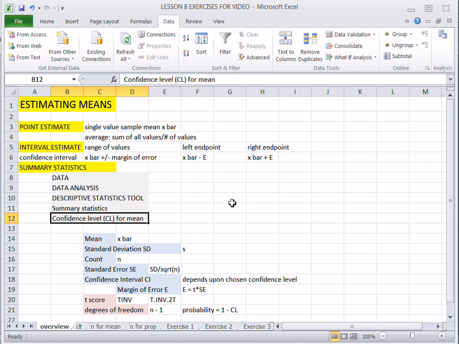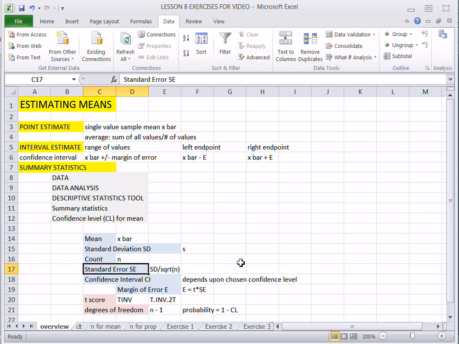Now, the important output in the summary statistics includes, of course, the mean, the sample mean x bar, and the sample mean will be usually the first thing or one of the first things you see in your output. Now, also included in the output are the standard deviation, which is the sample standard deviation that we usually denote as S when we write it out. The sample size in the summary statistics output is called count, and that we usually denote with a lowercase n. So the sample size is called count. We denote it with an n.